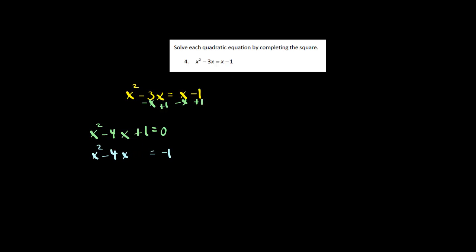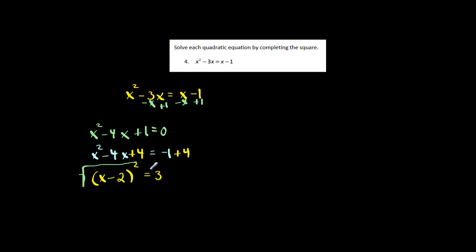I left a space here so that we can complete the square. We don't have to factor out the leading coefficient since the leading coefficient is 1. So I take half of this, that's negative 2, and I square it, so then I add 4. Because I added 4 here, I have to add 4 here. This is now a perfect square trinomial. It's x minus the square root of this is 2. This becomes 3.